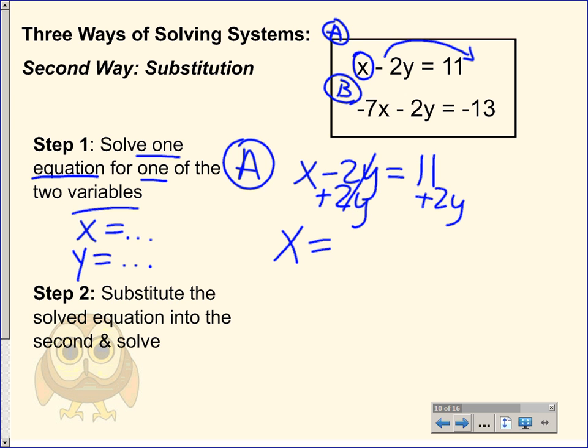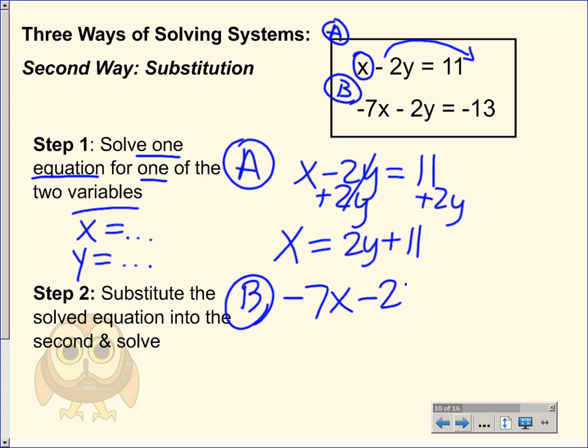So when I solve, I'll get x equals 2y plus 11. Now that I picked equation A and solved for one of the variables, I'm going to go to the other equation, equation B, which in this case is negative 7x minus 2y equals negative 13. And since I solved for x in the first equation, I'm going to substitute in for x in the second equation.